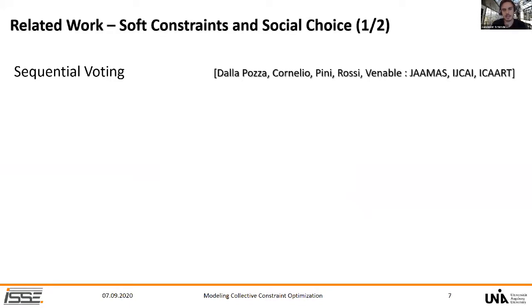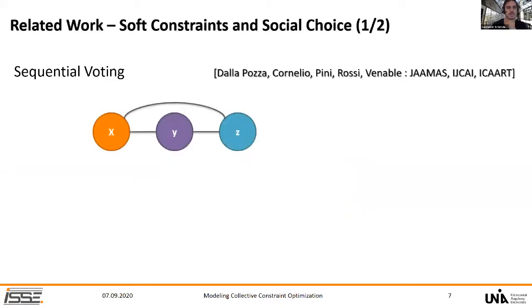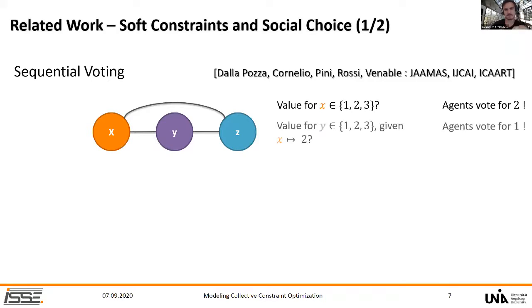social choice. The groups around Francesca Rossi and Kirsten Brent-Venable have produced remarkable results in sequential voting, where we essentially take a constraint problem as visualized by this constraint graph, and we fix an ordering over the decision variables, and we'll just have each agent vote over the assignment to that variable sequentially. So we might start with what value should X take? Okay, we decide it's 2. Then given X is 2, we decide, well, what's the value for Y?